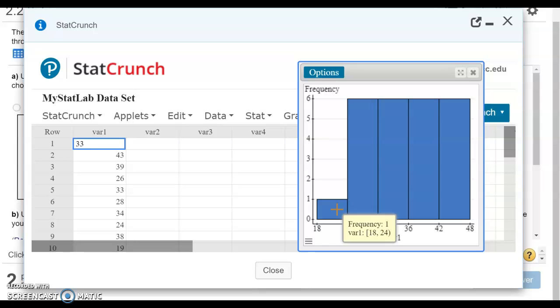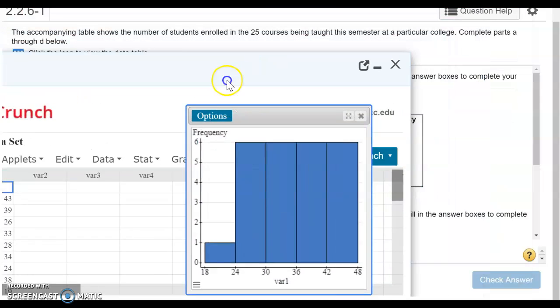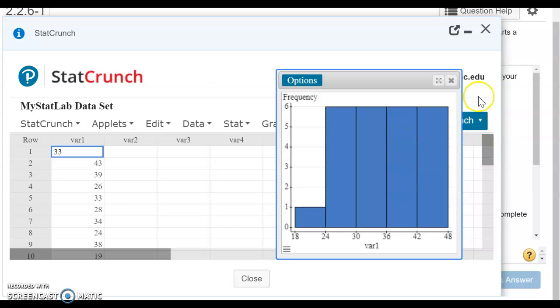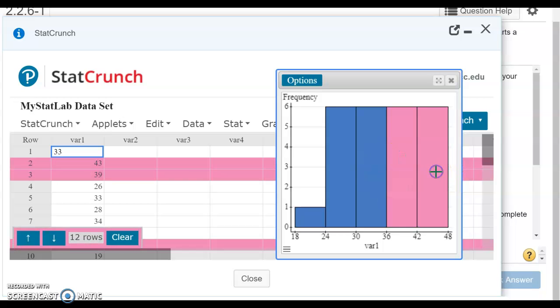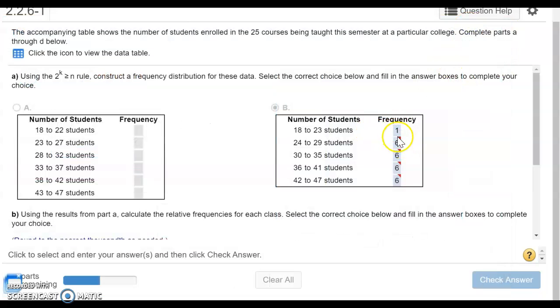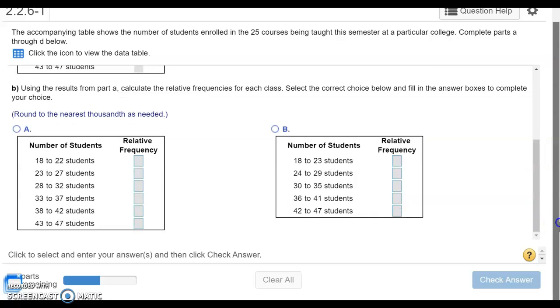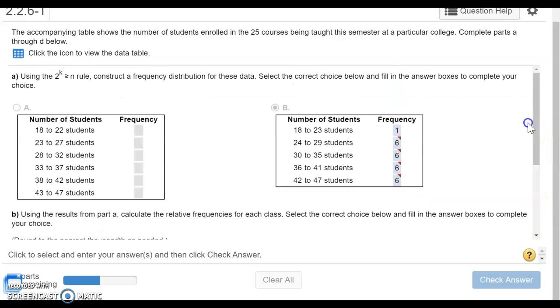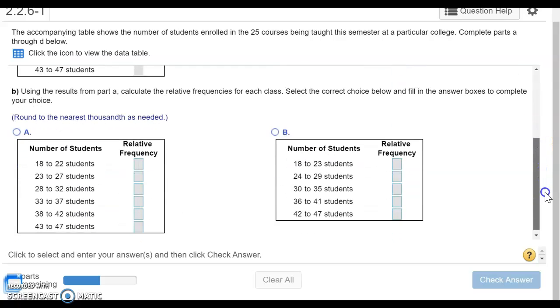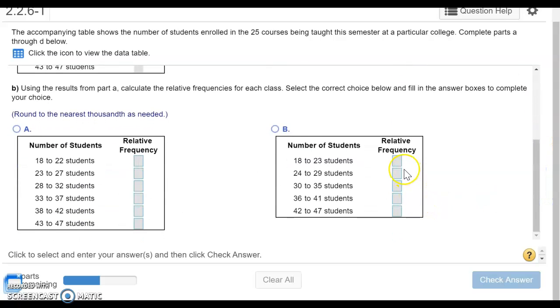Now if I hover over this, my first class is 1, and then my second class is 6, my third class is 6, my fourth class is 6, and my fifth class is 6, which is weird that it's like that, but that is correct. So 1, 6, 6, 6, 6, and that would be your frequencies, and then your relative frequency.